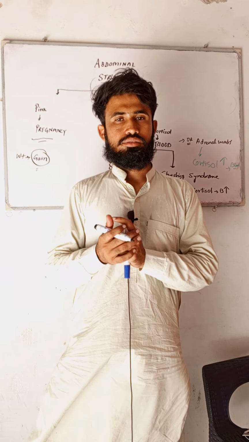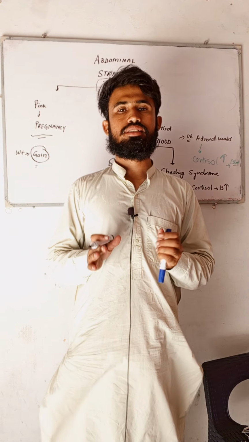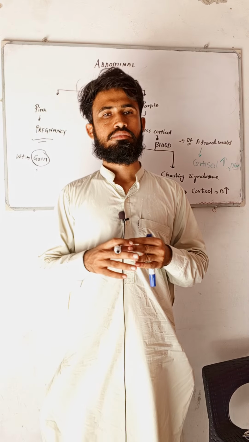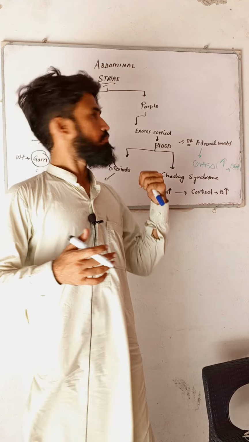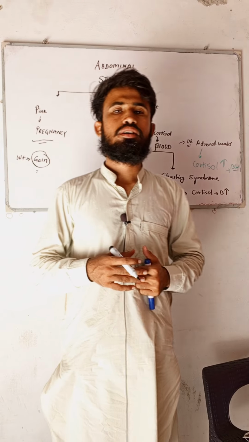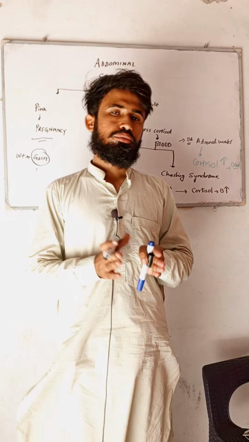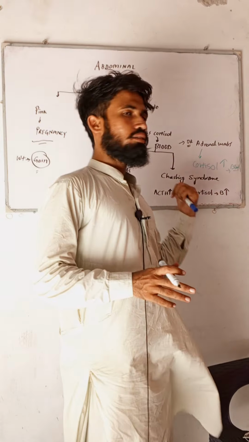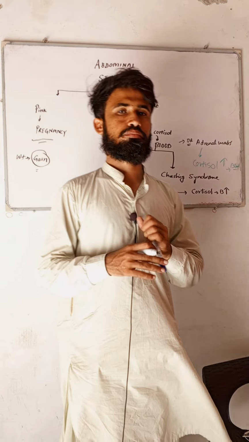There are two reasons. Number one is if there is too much use of steroids, it can cause purple color of abdominal striae, which can be due to steroids, or there is a syndrome known as Cushing syndrome.